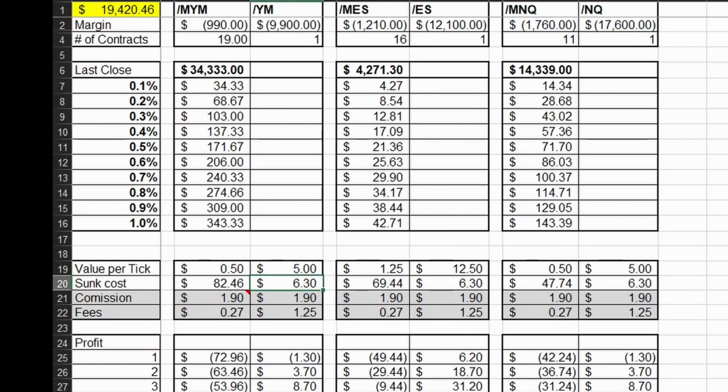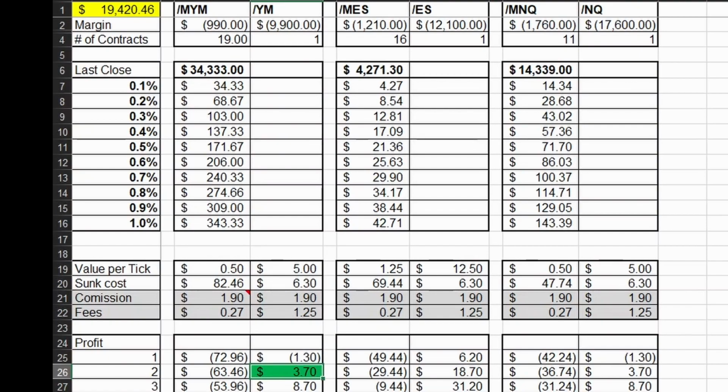So what does that mean? If I trade 1 YM, my sunk cost is $6.30. And essentially, I would need to just be up 2 points to get a bit of profit. So $3.70. And that's why I trade the YM.